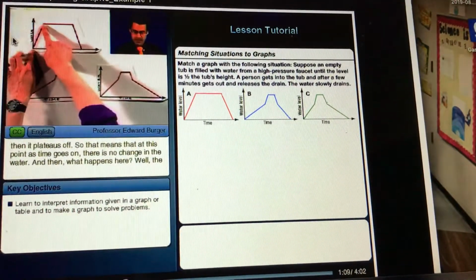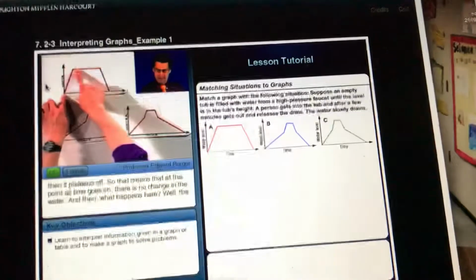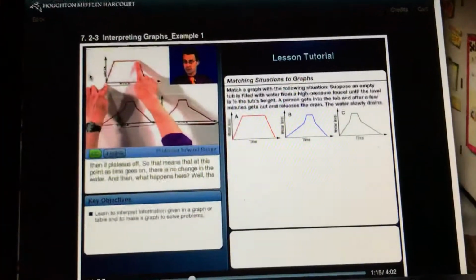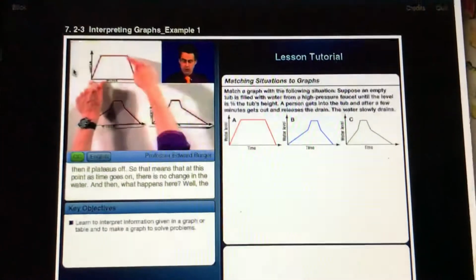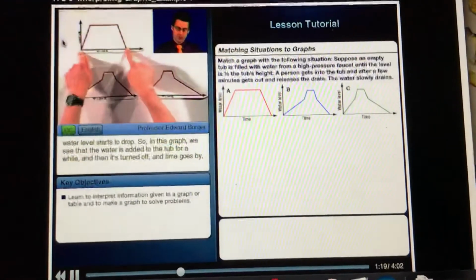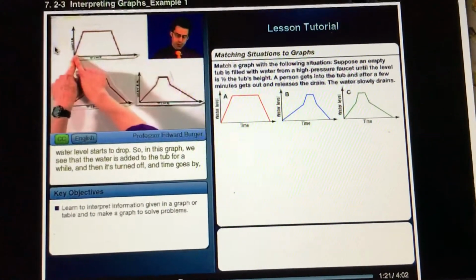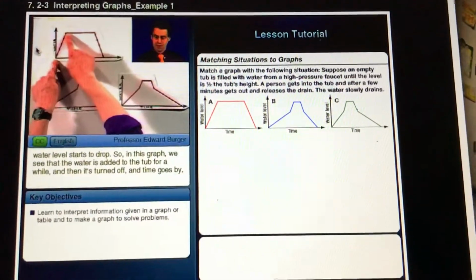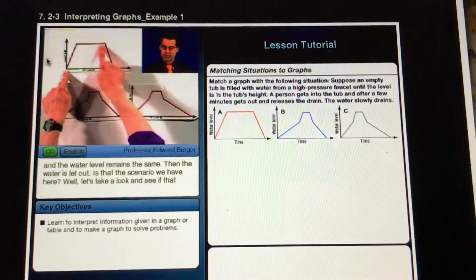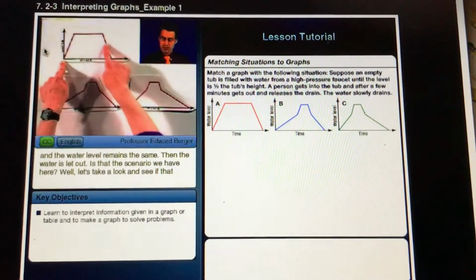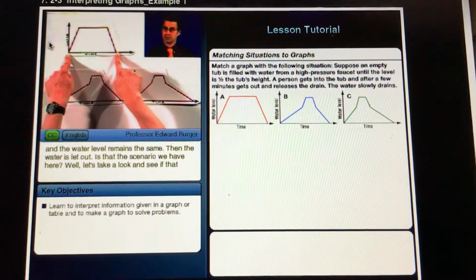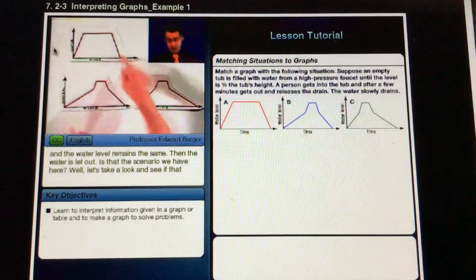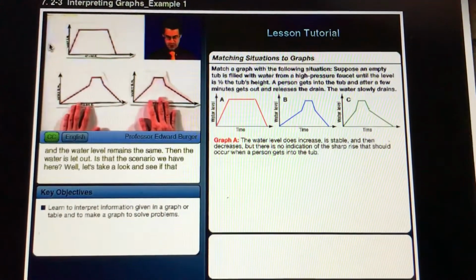And then it plateaus off. So that means that at this point, as time goes on, there's no change in the water. And then what happens here? Well, the water level starts to drop. So in this graph, we see that the water is added to the tub for a while, then it's turned off, and time goes by, and the water level stays the same, and then the water is let out. Is that the scenario we have here? Well, let's take a look and see if that really is reflected.